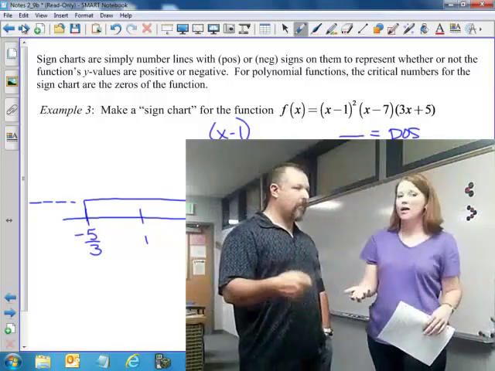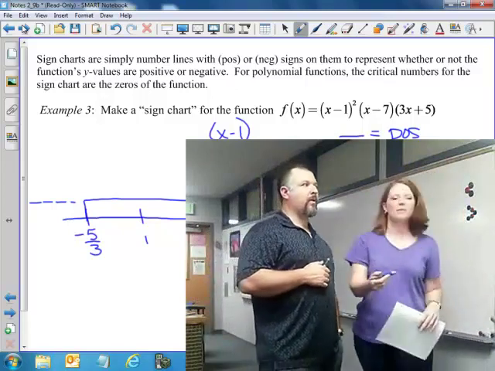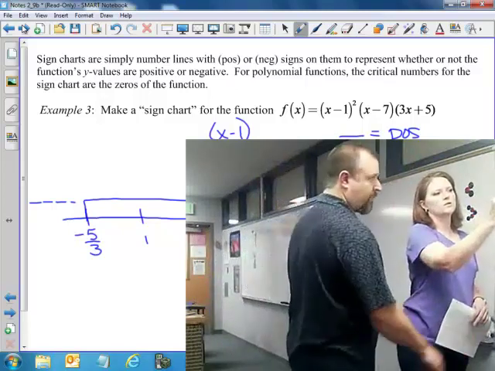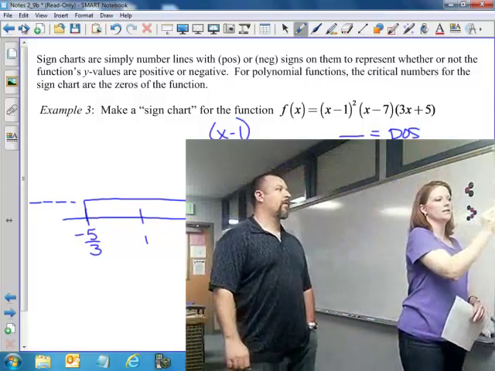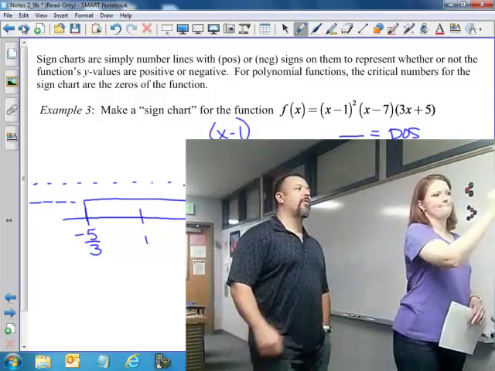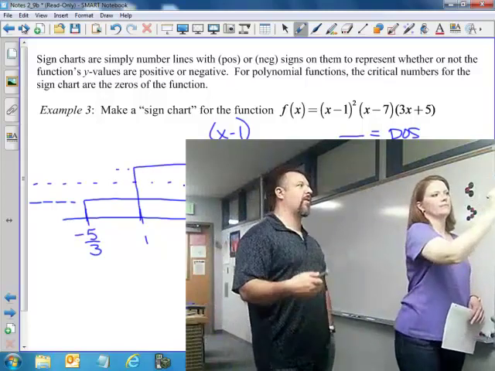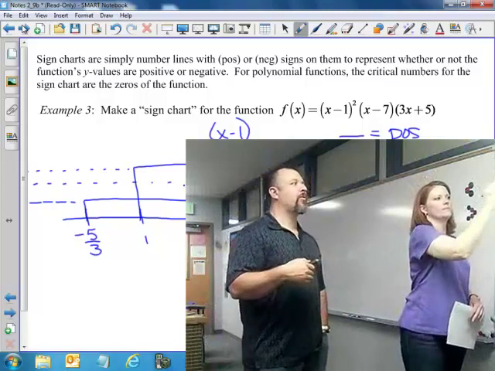So basically the way I was doing it, where you're plugging and chugging numbers, that works, but you can just visualize this line, and then you don't have to remember all those rules. So to the right is positive, and to the left is negative. And the same thing's going to happen for x minus 1. To the right of 1, the line would be above the x-axis, and to the left of 1, it will be below.